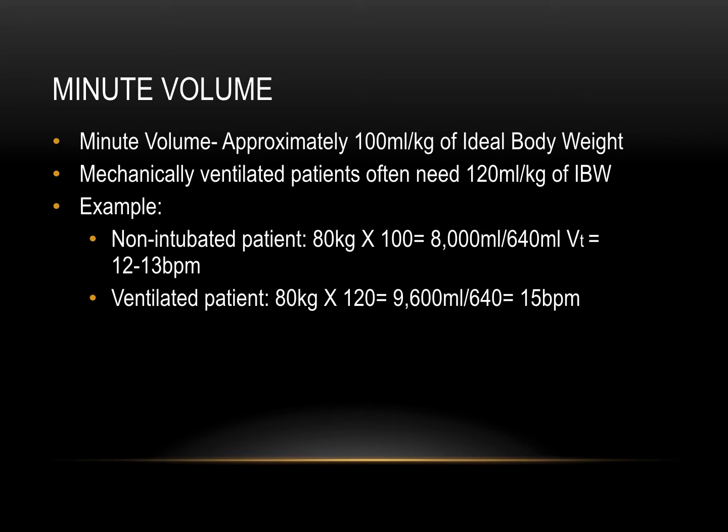So with the ventilator patient, we're going to use 120, right? So 80 times 120 gives us 9.6 liters or 9,600 mils. Divide that by 640, and we're going to put them on a respiratory rate somewhere around 15. And the great thing is we can take our respiratory rate times our tidal volume to get our minute volume. So we can work backwards.